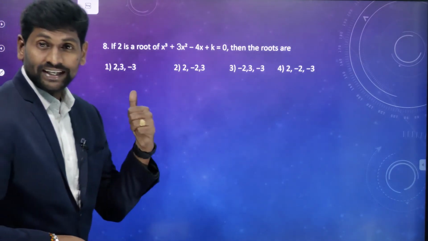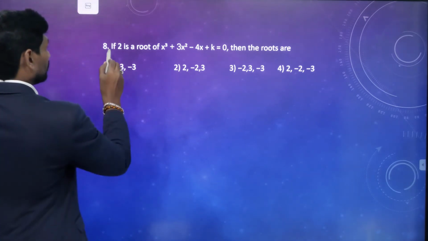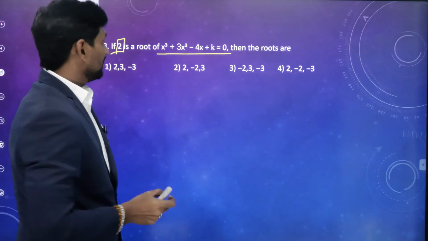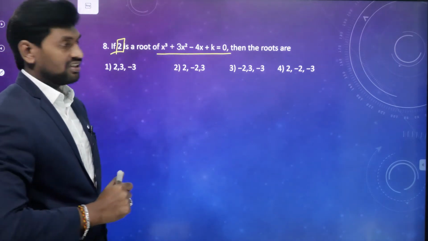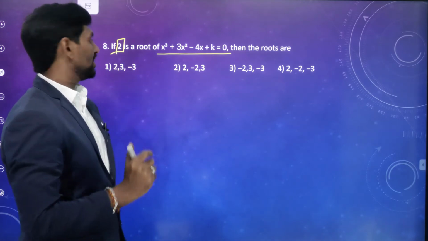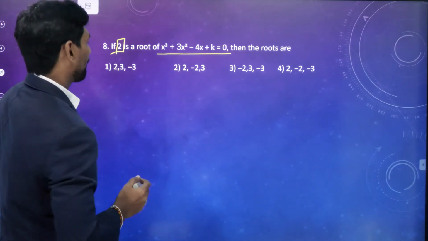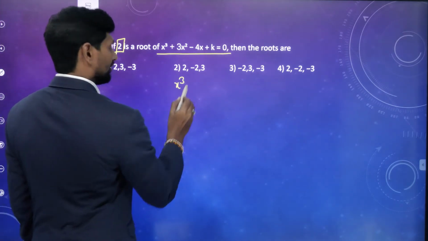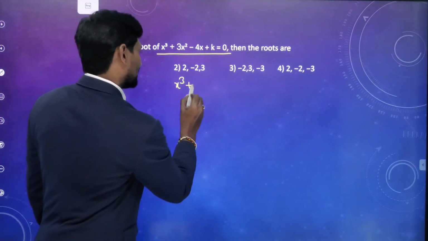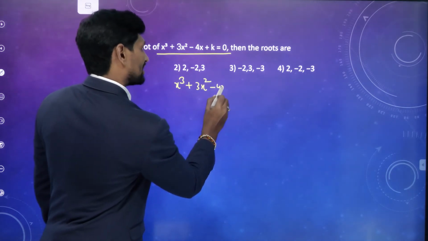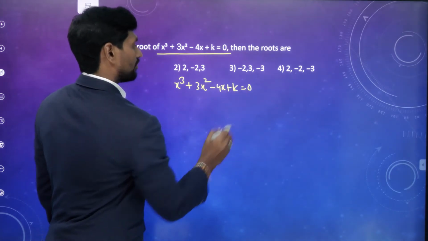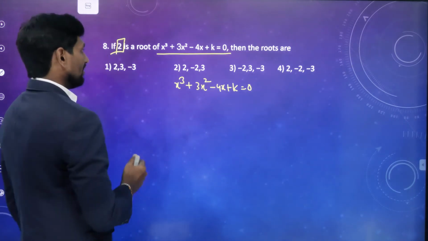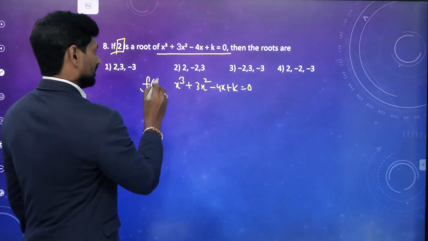So let us go to the 8th question. If 2 is the root of this cubic polynomial or cubic equation, then the remaining roots we need to find. So x cube plus 3x square minus 4x plus k equal to 0. Before that we need to find the k value because there are two unknowns. So let us find the k value by substituting 2 here.